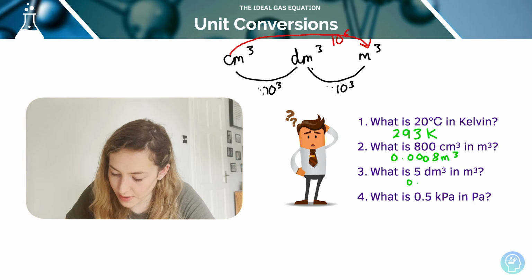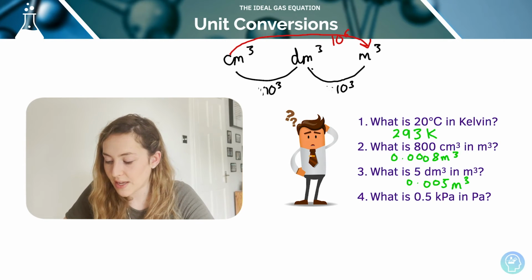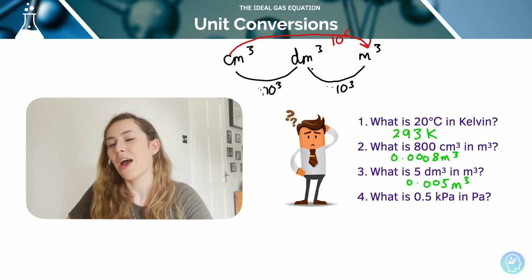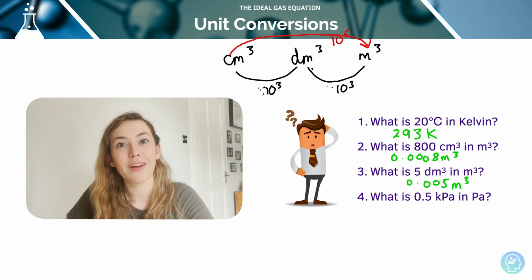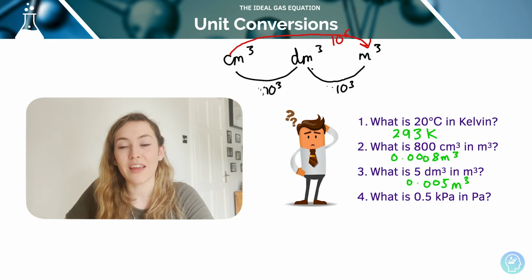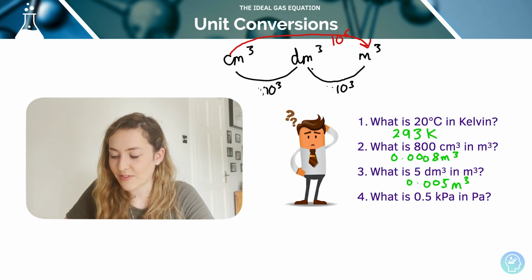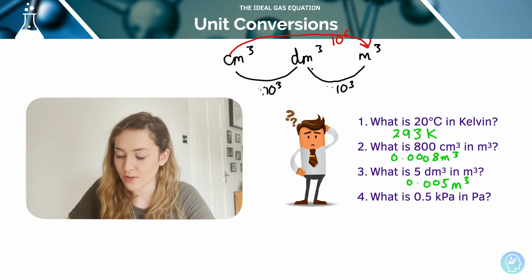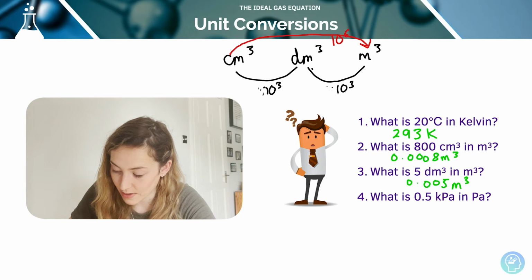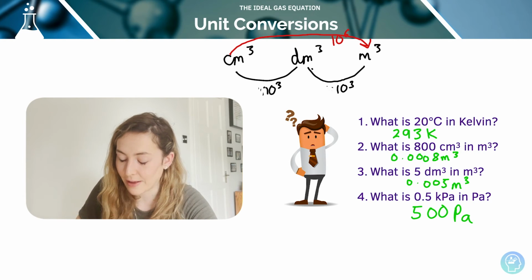is 0.005 meters cubed. And what is 0.5 kilopascals in pascals? That one's quite easy, because we've seen how many grams there are in a kilogram: 1,000. So there are 1,000 pascals in a kilopascal. If we've got 0.5 kilopascals, we can times that number by 1,000 to get us the number in pascals. So 0.5 times 1,000 is 500 pascals.